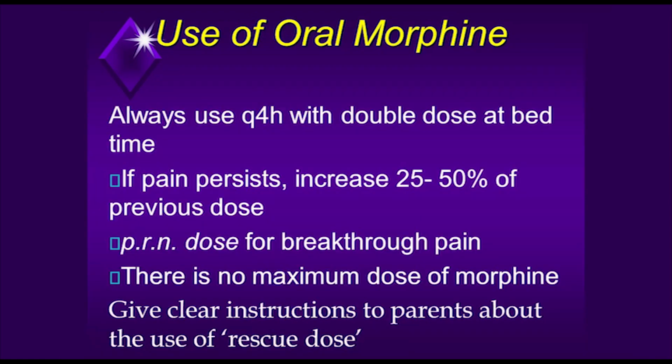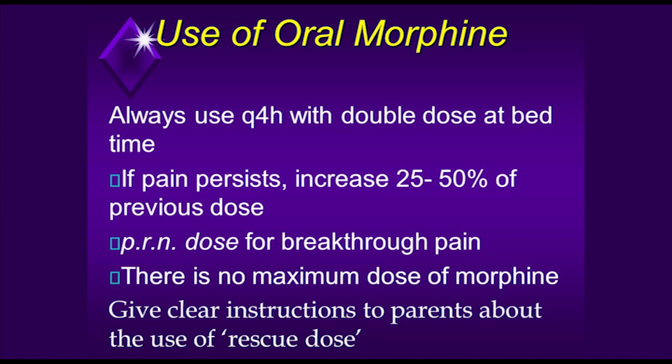So when you use morphine, we'll have more exercise in the afternoon. Remember that morphine has the oral morphine. I'm talking about tablet morphine, not injection morphine. Morphine works for only 4 hours. So when you're using morphine, use morphine 4 hourly and double the dose at bedtime.